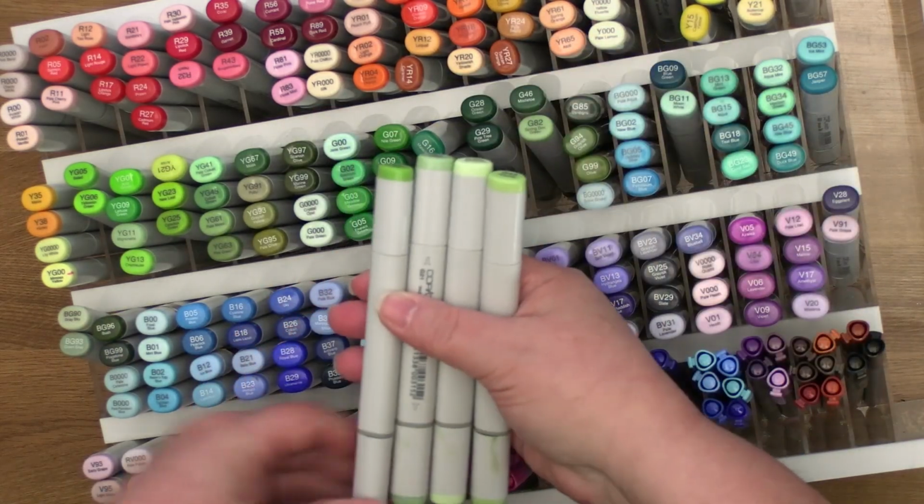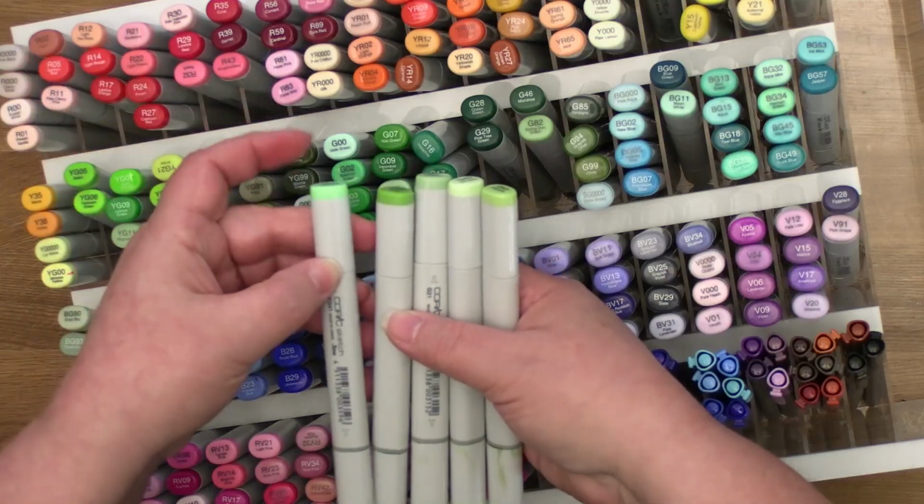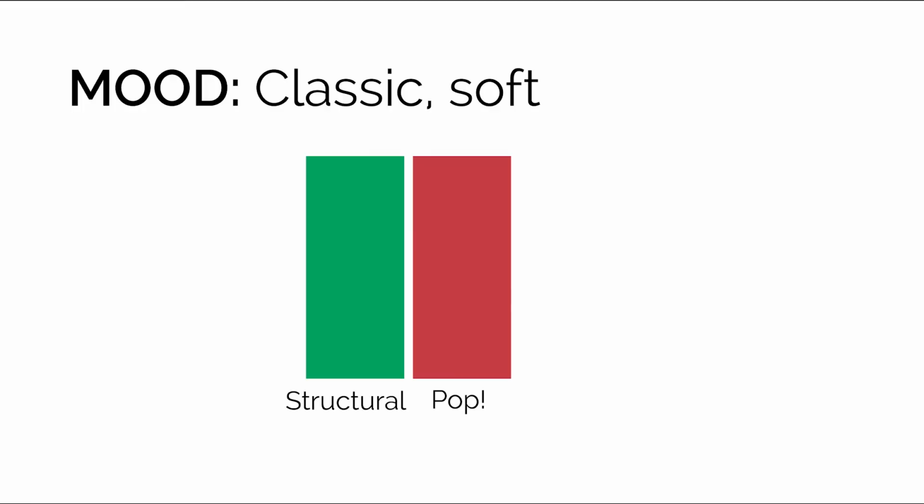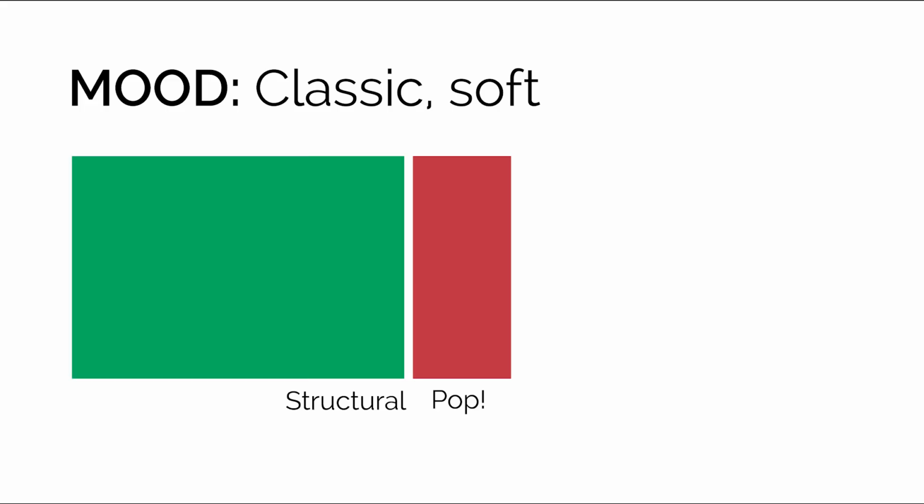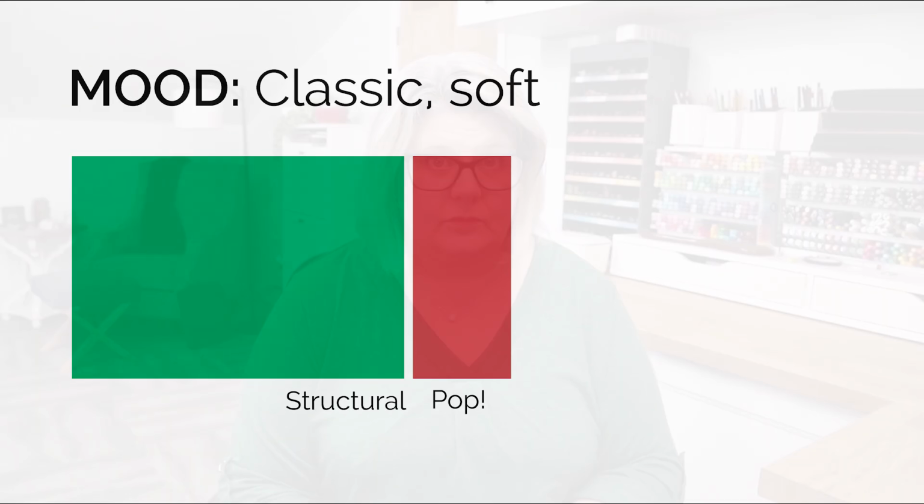Green can go lighter or darker, and yet it still reads as green. Okay, so green has more potential to be mellow, which means that my project should be mostly green with just a pop of red. I'm shooting for 60% green, and this is going to make the green the structural foundation of my project. Now let's modify the green.